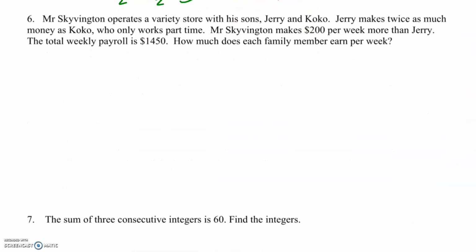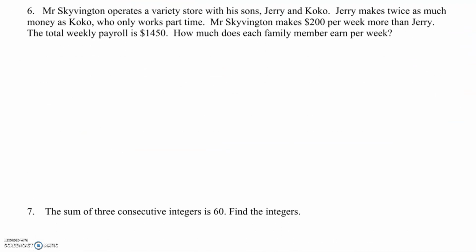It says, Mr. Skivington operates a variety store with his sons Jerry and Coco. Jerry makes twice as much money as Coco, who only works part-time. Mr. Skivington makes $200 per week more than Jerry. The total weekly payroll is $1,450. How much does each family member earn per week?